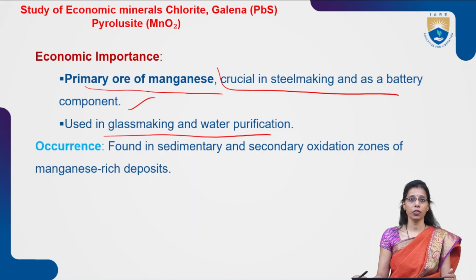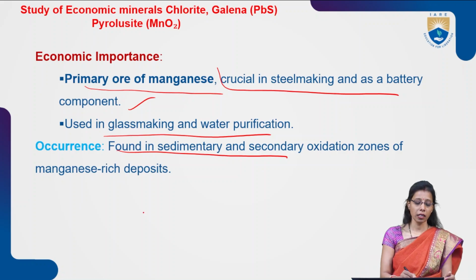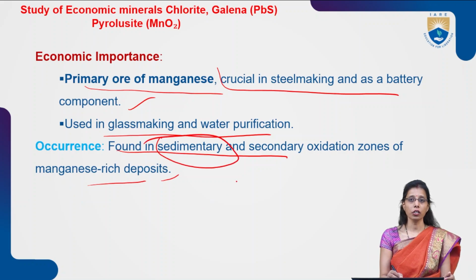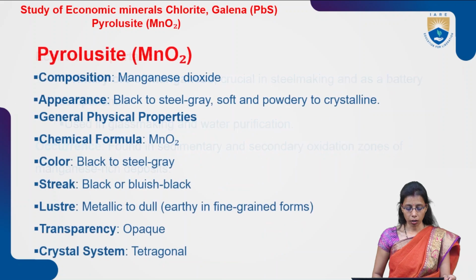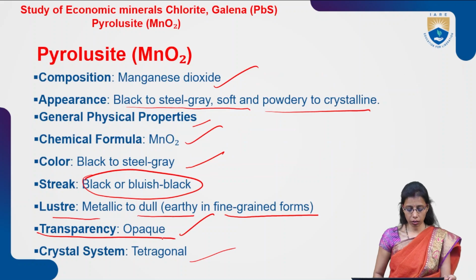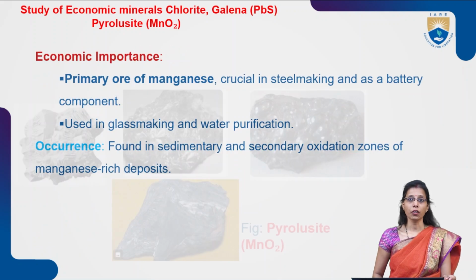As for the occurrence of this pyrolusite, it is found in sedimentary and secondary oxidation zones of manganese-rich deposits. Sedimentary rocks are rocks formed by deposition. So in the sedimentary rocks, it is found in the secondary oxidation zones where the manganese-rich deposits are present. This is how the pyrolusite looks in this color, and when you try to streak it, the streak will be black to bluish gray.